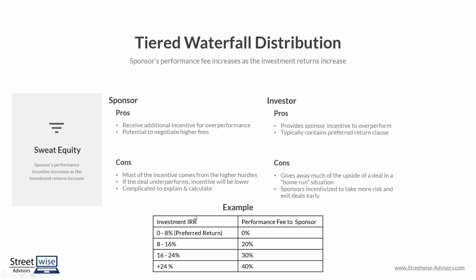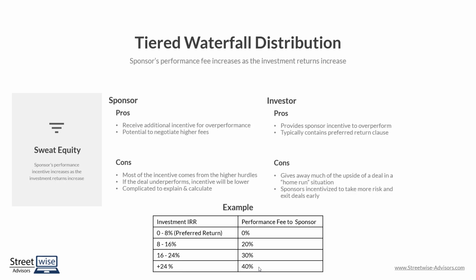An example here would be, if the investment yields between 0 and 8%, there will be no fee paid to the sponsor. For investment returns between 8 and 16%, a 20% fee would be applied. For investment returns between 16 and 24%, a 30% fee is applied. And for anything over a 24% return, 40% of the profits will be going to the sponsor as a performance fee.